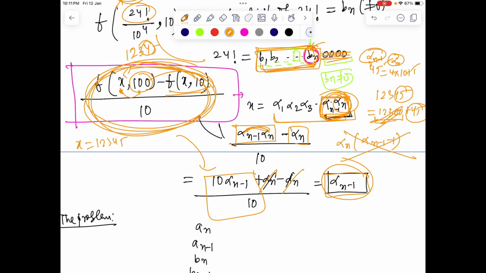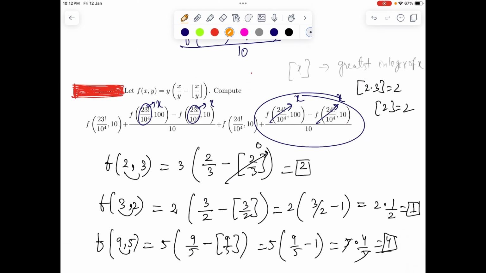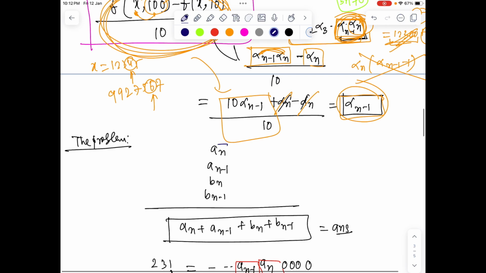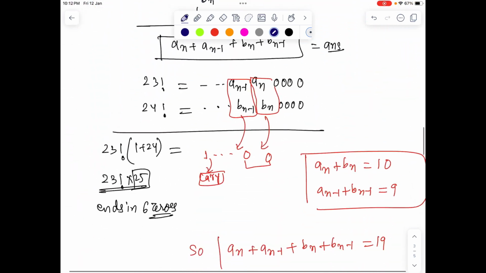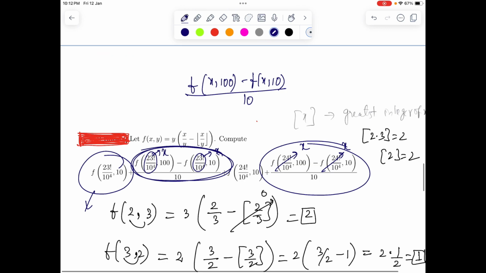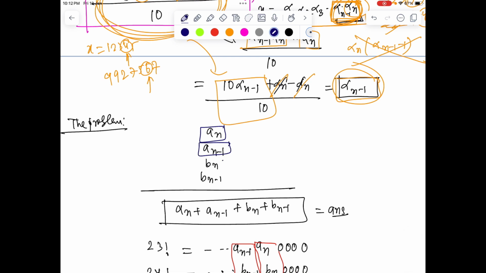So if x is 12345, this function f of x 100 minus f of x 10, divided by 10, will pick up just 4. If you take a number 9927567, it will just pick up 6. So that is the significance of this. Now coupled with these two tools, I can clearly see the given problem boils down to this: nothing but the first non-zero digit of 23 factorial, which is an. 23 factorial ends with an, and then you have the second term, which is the second digit of 23 factorial, which is an minus 1.